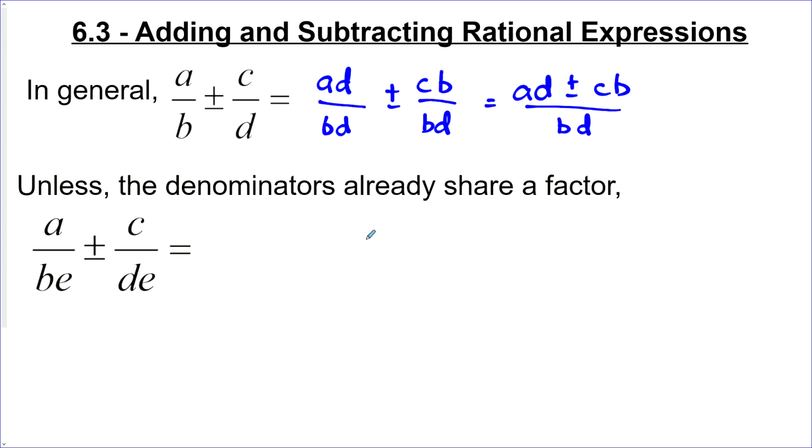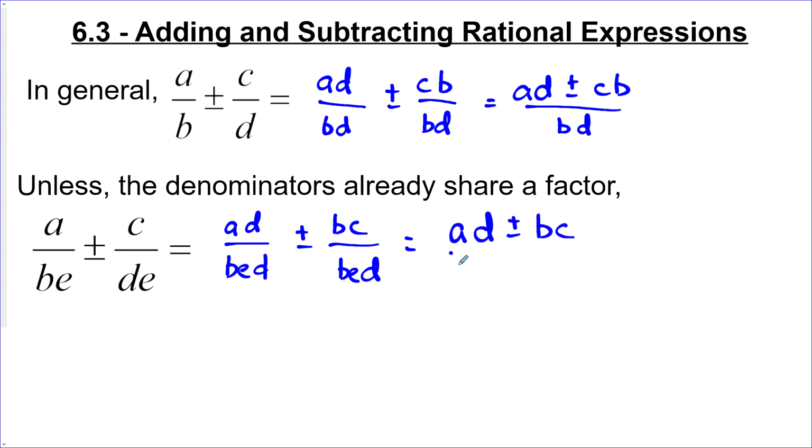Now, if the denominators already share a factor, we don't want to multiply by that factor again, because then we'll have to simplify it out in the end. So this one has a B and it has an E. This one has a D and an E. So the E is already common. We don't need to multiply by that E. So we just need a D for the first one. Multiply the numerator and denominator by D. And this one, we just need a B. It already has the E. So BC and BDE. Now we can add them or subtract them, whatever we're doing, and we won't need to simplify out anything later, hopefully.